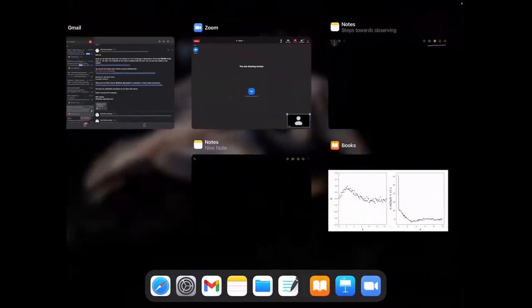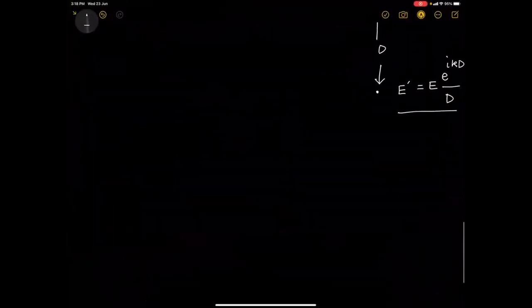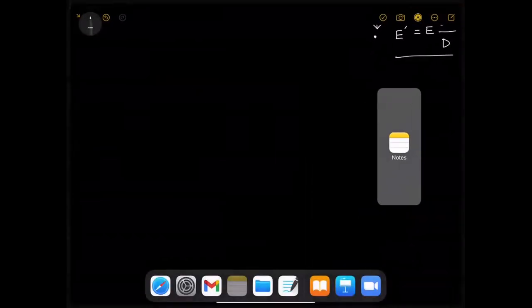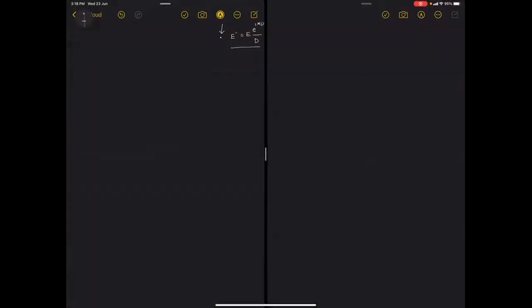Okay, so the first thing we need to do is to set up a coordinate system. So let us first set up a coordinate system. Okay. So how do I set up a coordinate system?